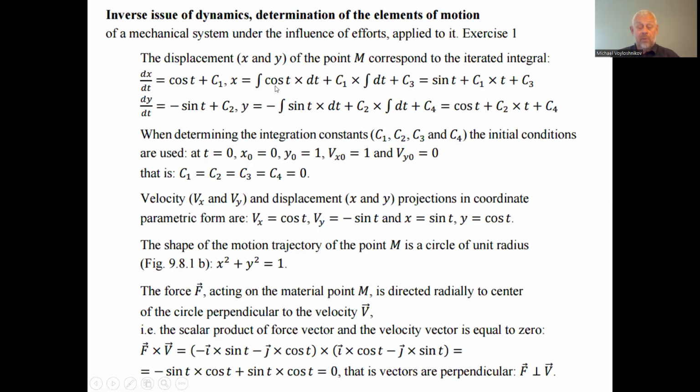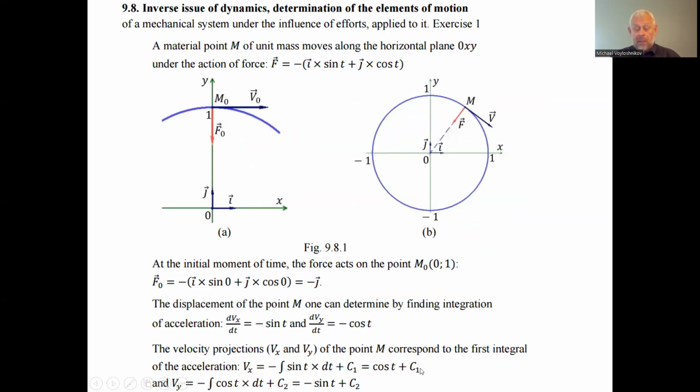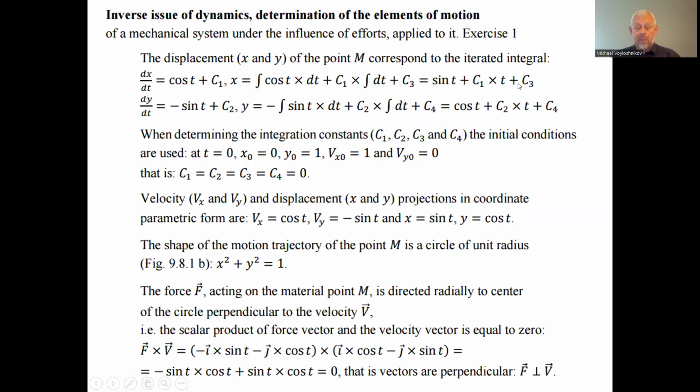So from the first one, the magnitude of the velocity, I mean the projection on this axis, we can find that the coordinate of the location of the point in time dependence is equal to sine t plus the constant from the first integration, c1, multiplied by the variable t, plus c3.